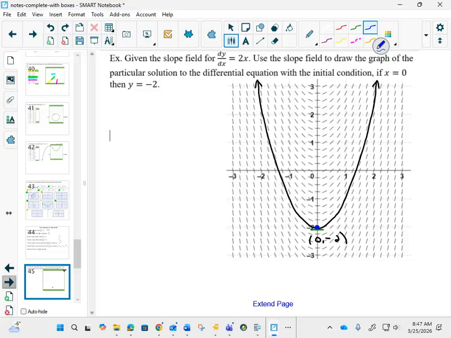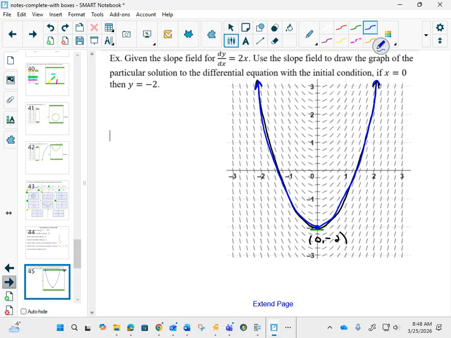Then you think of all of those little tiny lines as being little tiny parts of your graph. You just follow the slopes to draw your graph. And that's how you make a particular solution from your slope field.